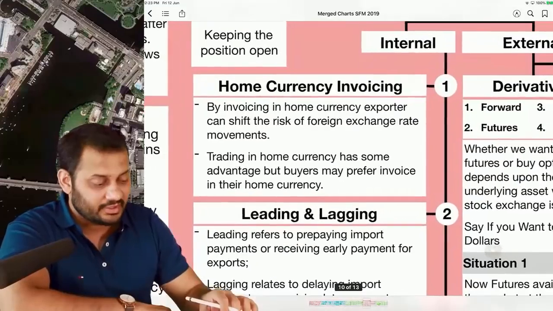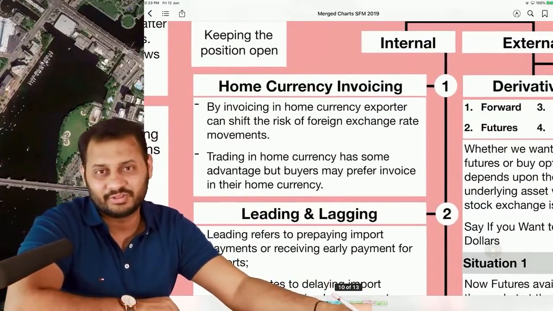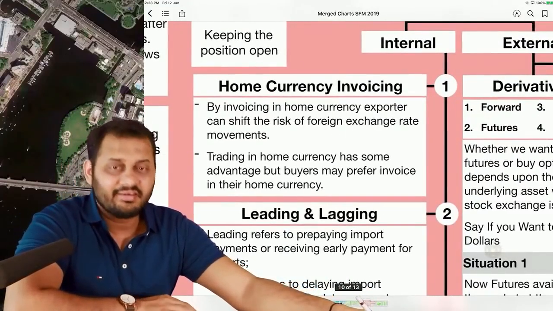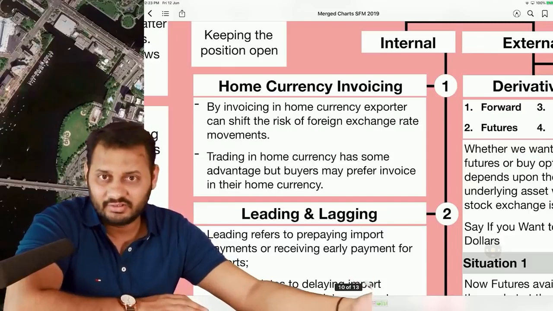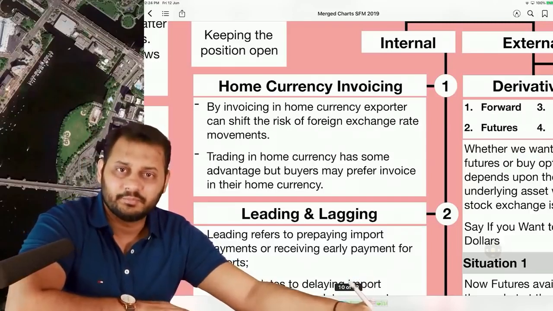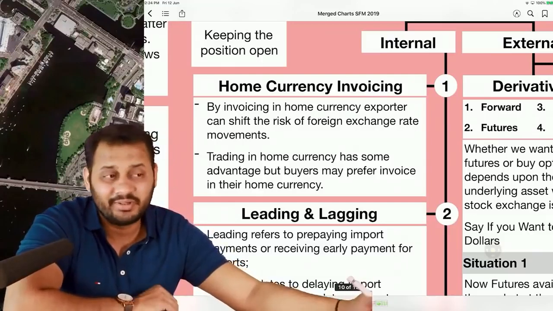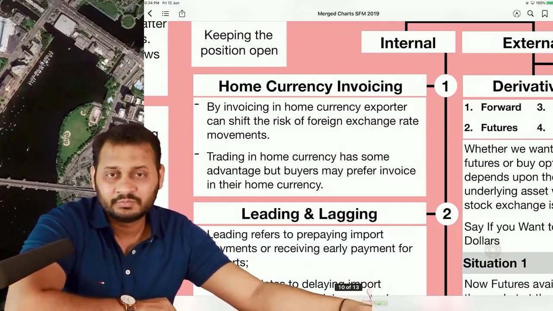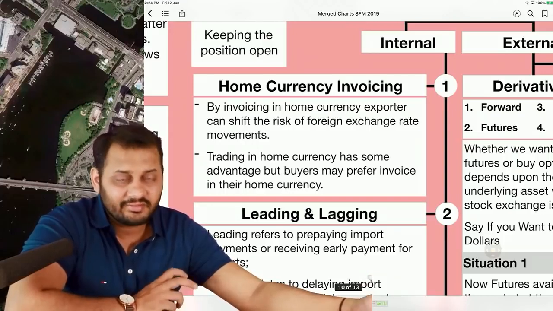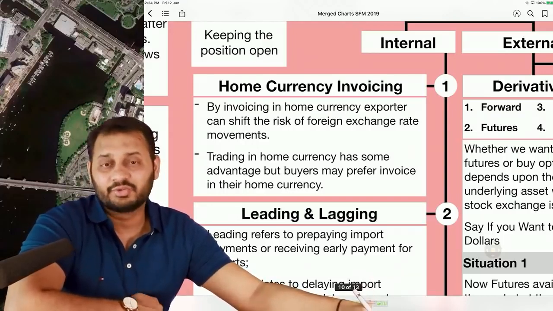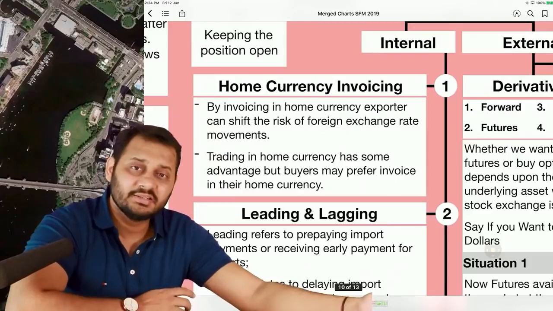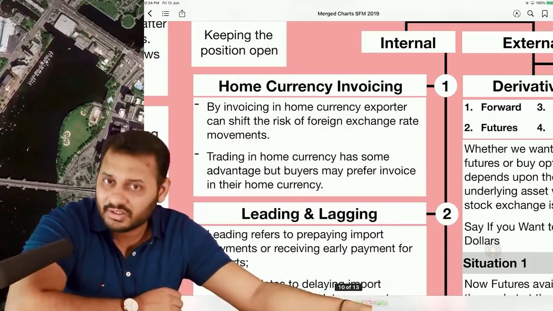The very first part in internal hedging is home currency invoicing. Internal hedging means deciding something inside the company, not taking the help of others, making such policies so that internally we can reduce the risk. External hedging means taking the help of outside organizations.